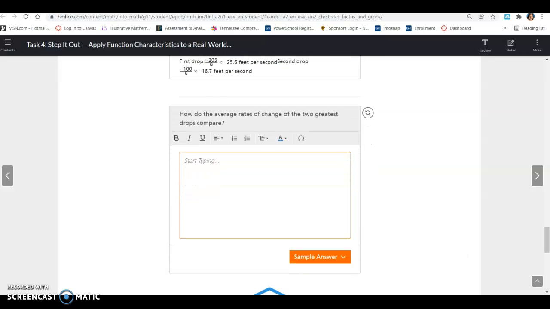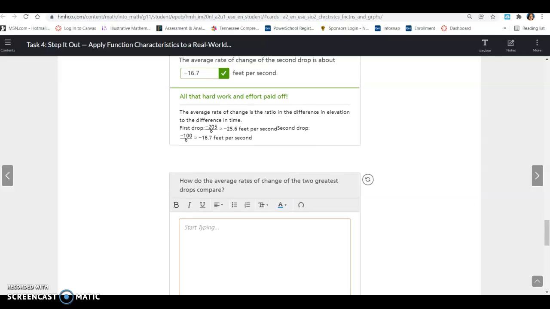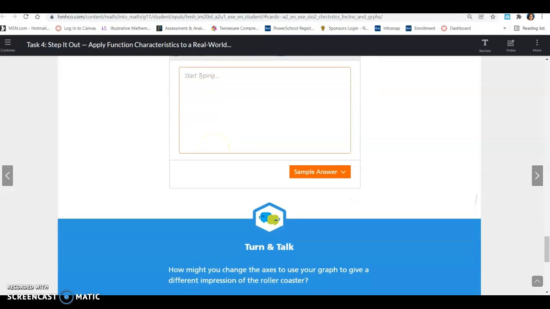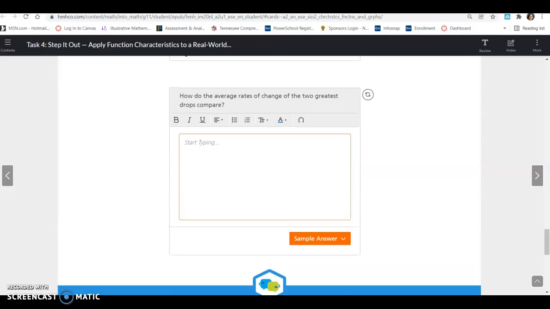And we know that the second drop was a little bit smaller than the first drop. All right, how do the average rates of change of the two greatest drops compare? Well, the first rate of change is negative 25.6 feet per second, and the other one is negative 16.7 feet per second. This average rate of change is almost 1.5 times greater than the second one. Okay. All right, so that is all for task 4. If you have any questions, please let me know.